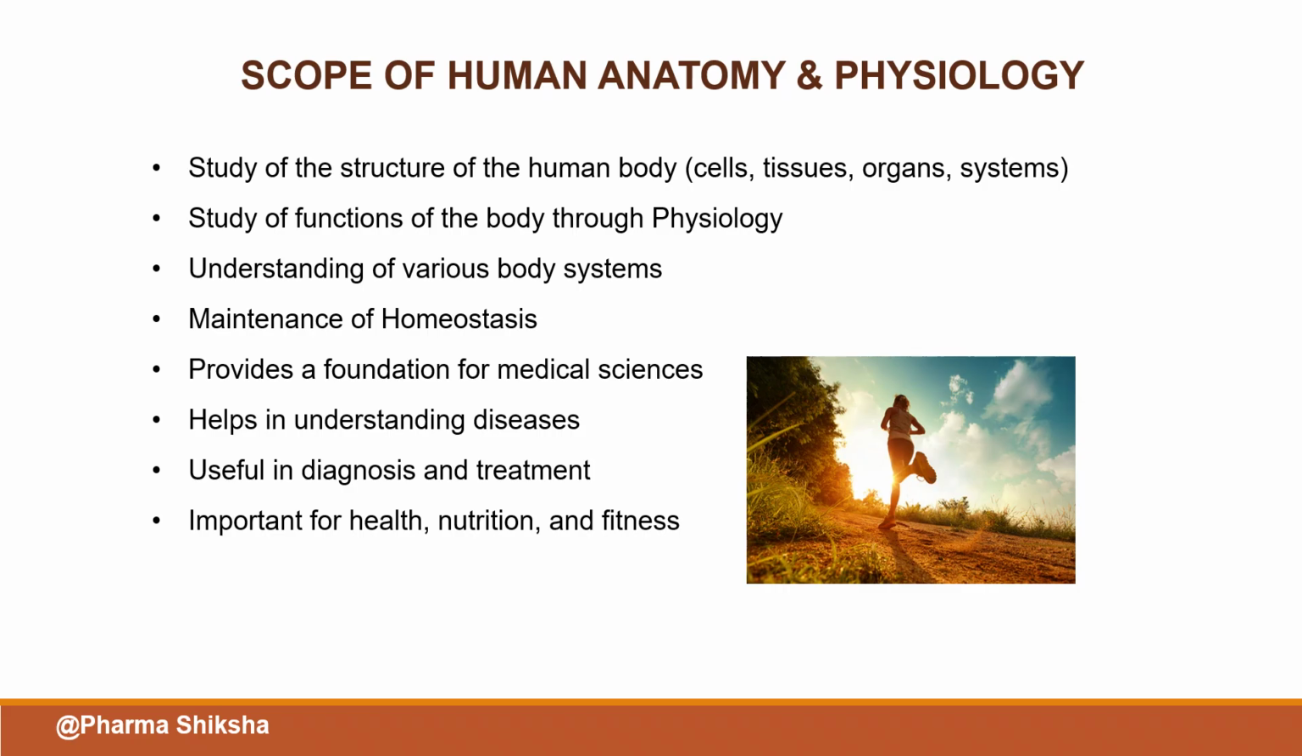So for that also, for the medical science to apply the medications, we need to know the body. It helps in understanding diseases. Without knowing human anatomy and physiology, we can't even go for the pathophysiology, which is useful in diagnosis and the treatment. For the diagnosis and the treatment also, HAP we need to study. And it is important for health, nutrition and fitness. So these are all the functions and the scopes of human anatomy and physiology.